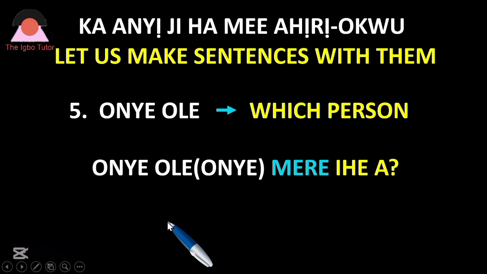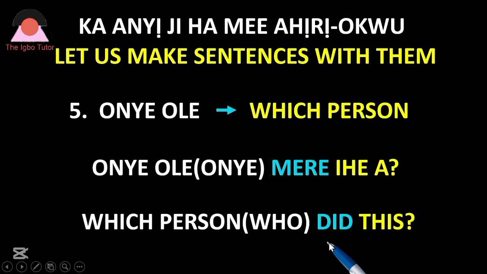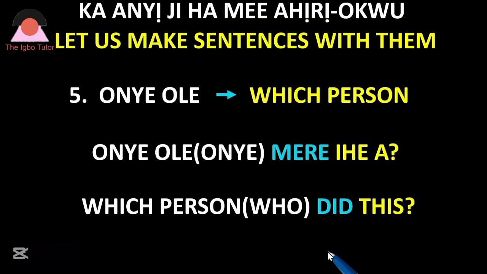All right. Let's look at the meaning of this. Which person did this? We use who or onye mere ihe a. Look at the sound. It changes. This one is onye ole. Which person? But when you want to use only this one, it sounds onye mere ihe a. But we use this mostly when we don't know the person. We have no choice between 2 or 3 persons. We don't know. We just say onye mere ihe a. But when you have 2 or 3 persons, you want to look at them, either this or this, you use onye ole among many. Onye ole mere ihe a. Among you people who did it, which person did this? All right? I hope that is clear enough.